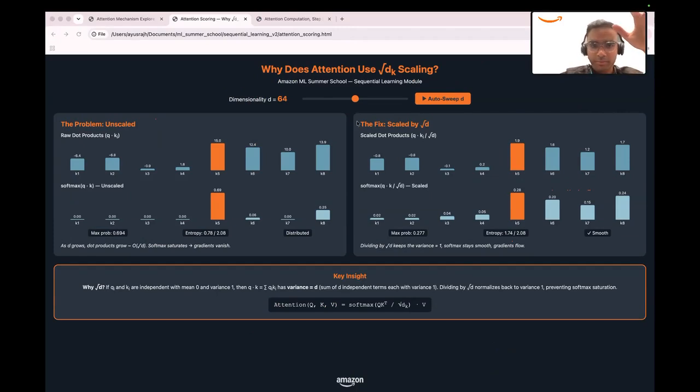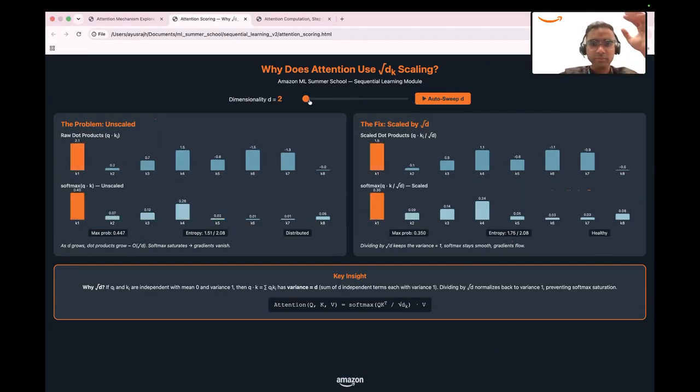Let's see it with an example. I have small d, d equals 2. My raw QK inner products look like this. They look well distributed. There is not too much spiking up. You can also see this from the entropy, the uncertainty: the more the uncertainty, the less one probability spikes up. If I have one probability spiking up, I'm not uncertain. I know only one thing is the right answer.